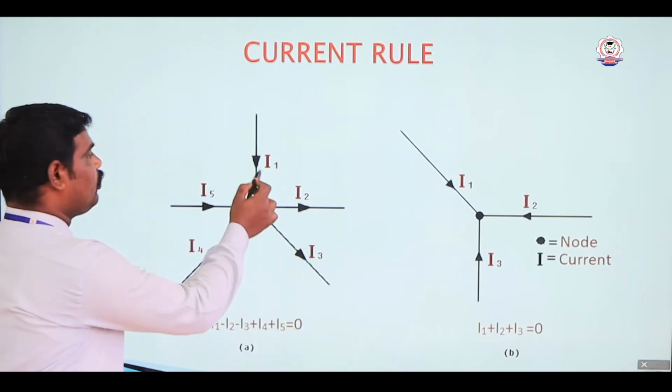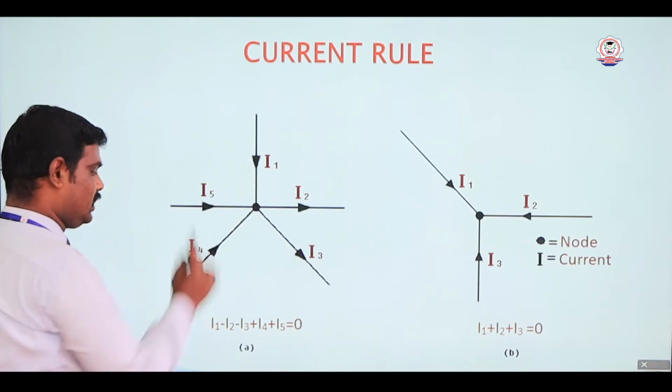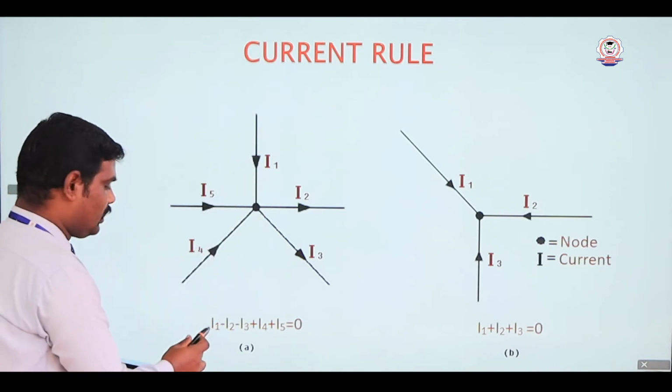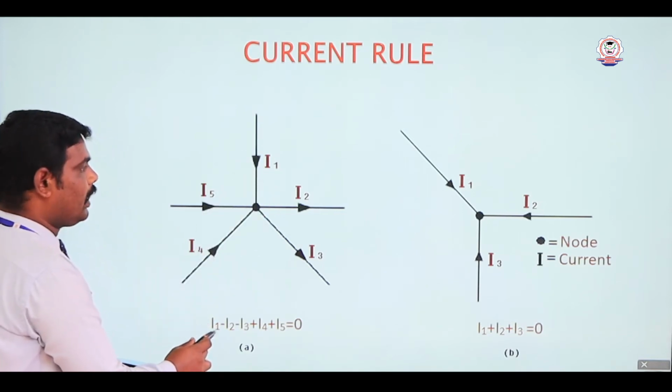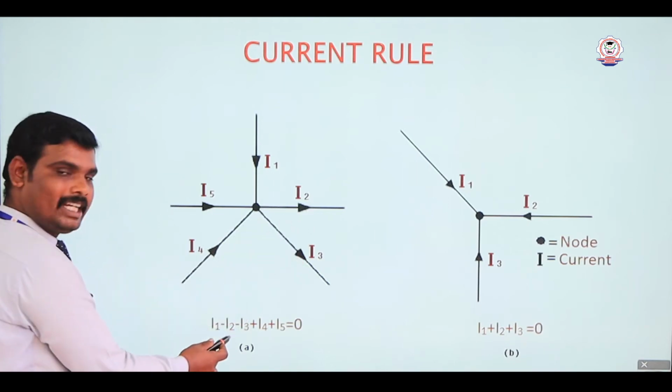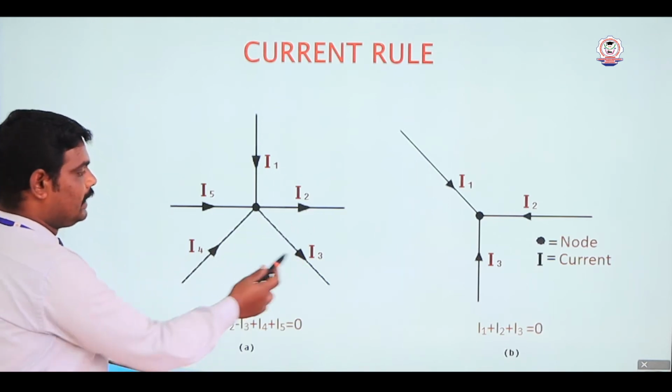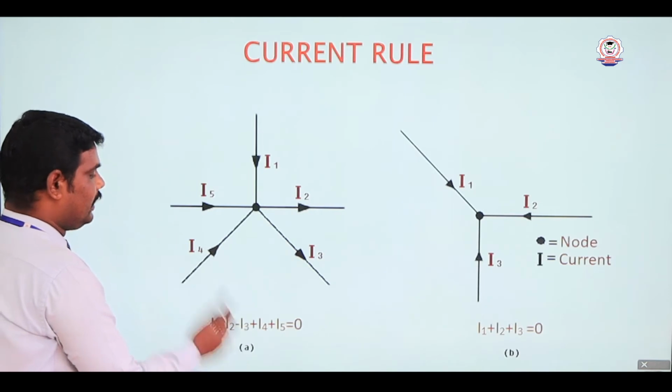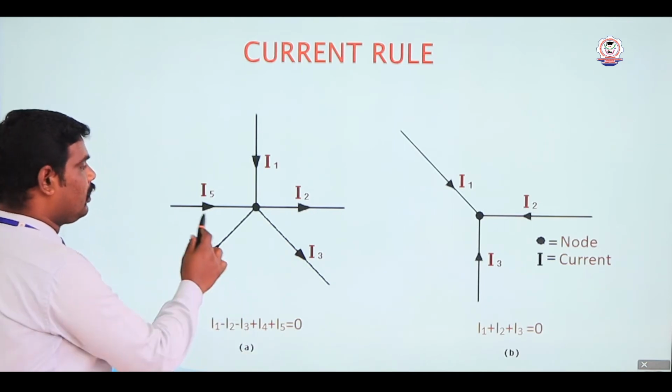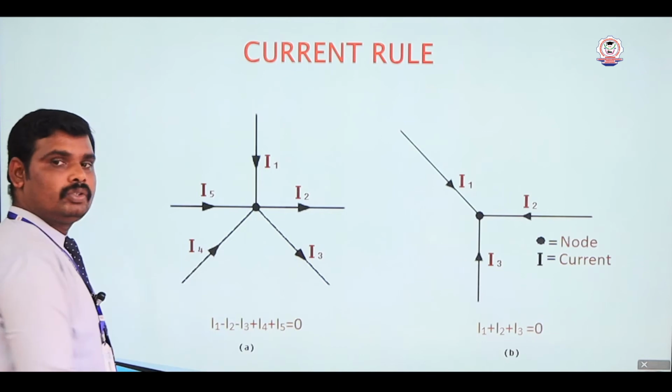See, I1 is towards the junction. So towards the junction is what? Positive I1. And outwards we have to take negative, so minus I2, then minus I3, then plus I4 and plus I5 is equal to 0.